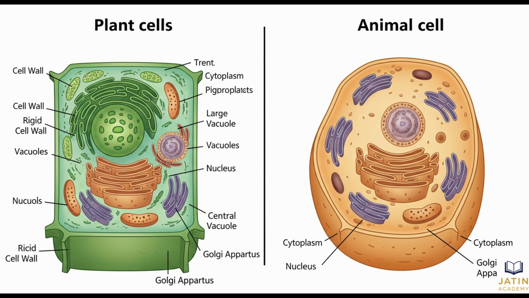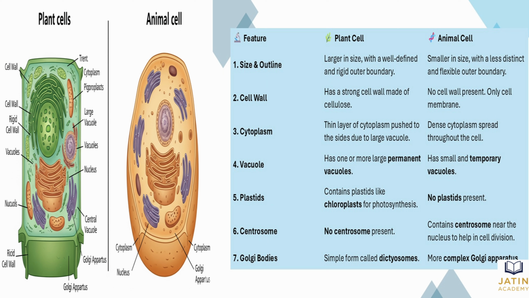Now let's take a look at the difference between plant and animal cells. 1. Plant cells are generally larger in size and have a well-defined outline. In contrast, animal cells are smaller and their outer boundary is less distinct. 2. Plant cells have a strong cell wall, while animal cells do not have a cell wall. 3. The cytoplasm in plant cells is thin, whereas in animal cells, the cytoplasm is dense and spread throughout the cell. 4. Plant cells have one or more large vacuoles that are permanent, while animal cells have small, temporary vacuoles.